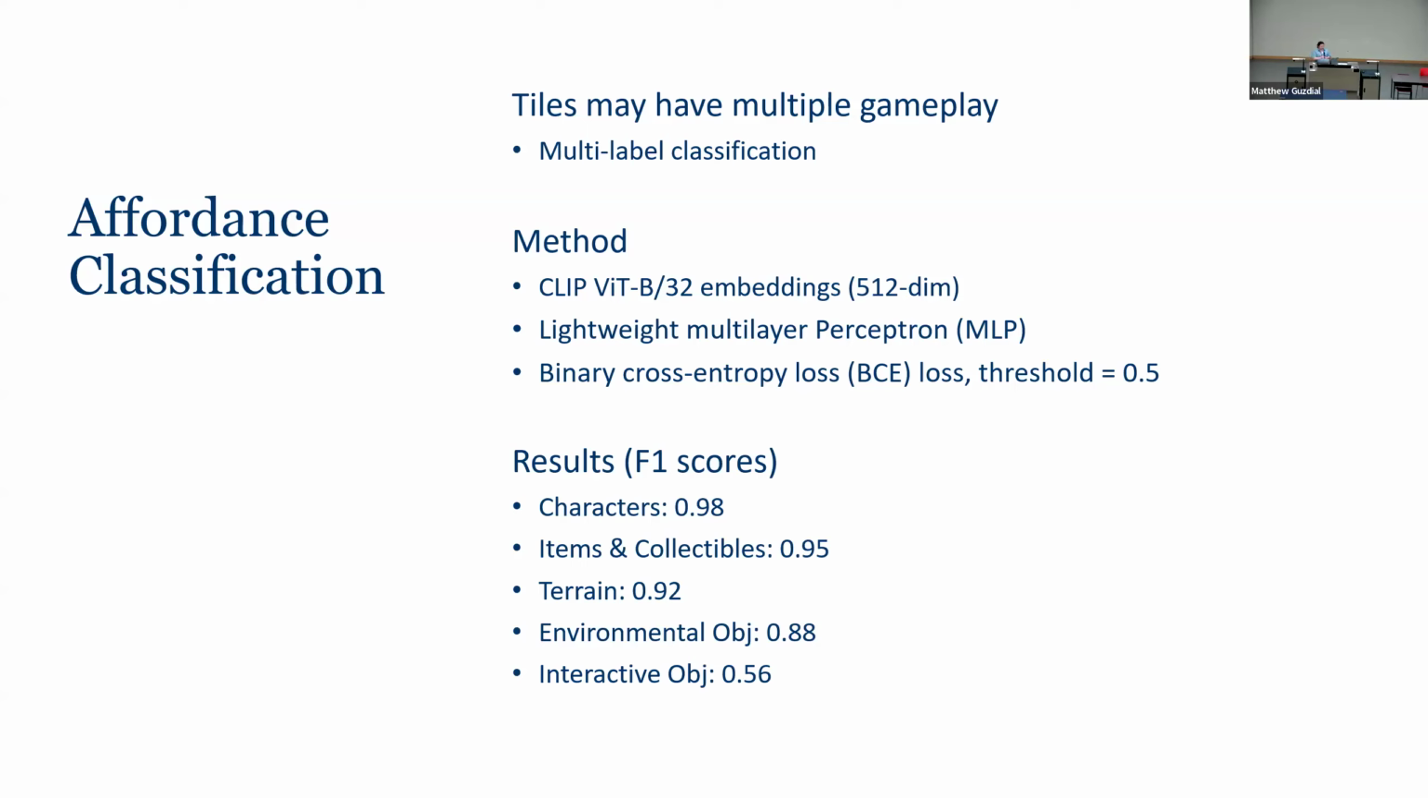Overall, the model performed pretty well. Characters and items are easiest to classify, and the terrain and environmental objects are also strong. But the interactive objects are much harder, because these tiles are visually subtle and there are actually very few cases of interactive objects. This gives us a good baseline for affordance prediction and shows which gameplay roles are naturally harder for visual-based models.